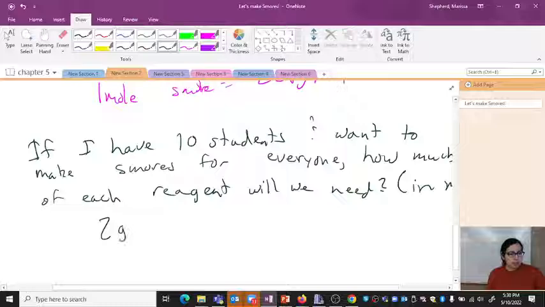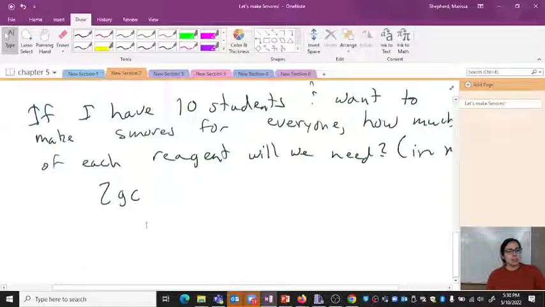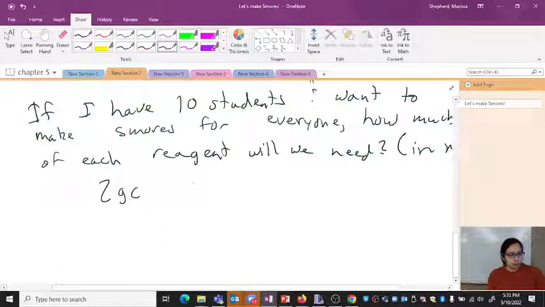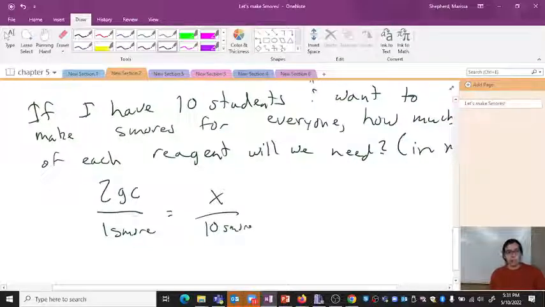So we could set up, right, we have 2 graham crackers needed for every 1 s'more. And we could set up a proportion, so we want to make 10 s'mores. Solve for x.